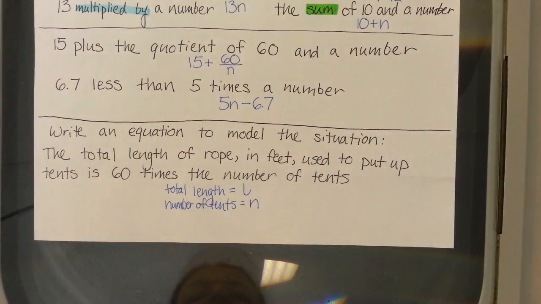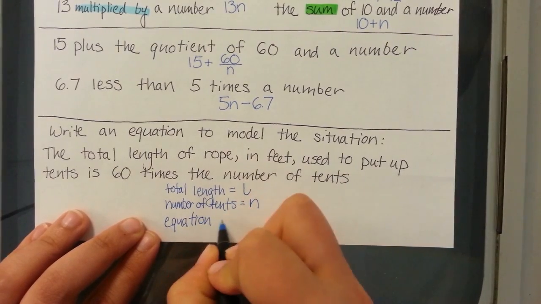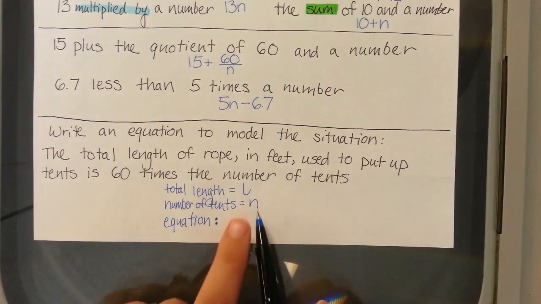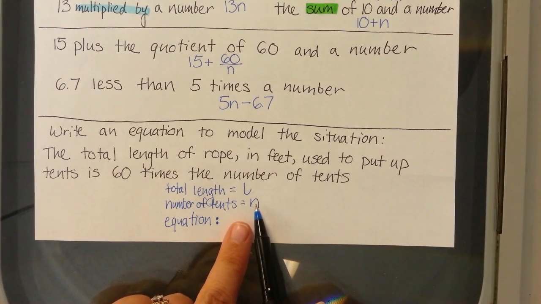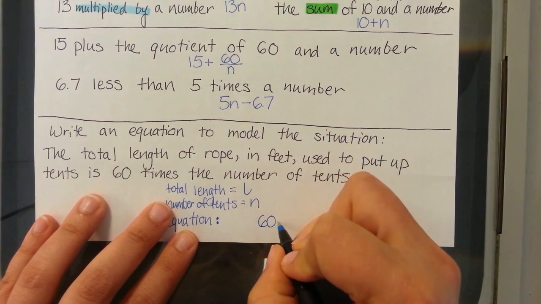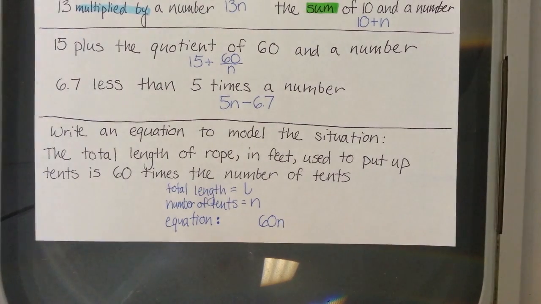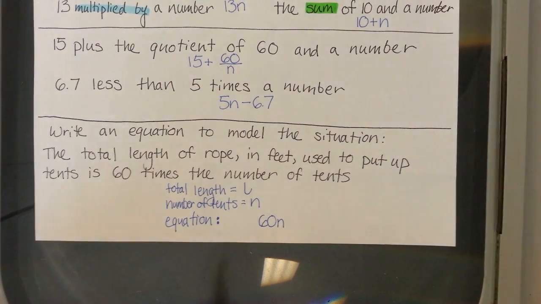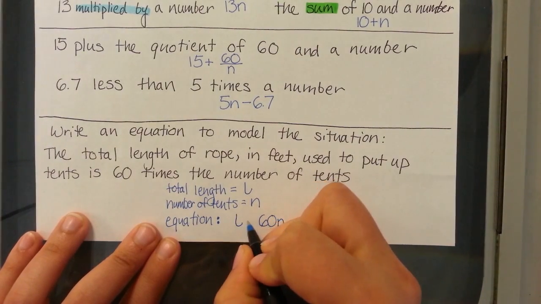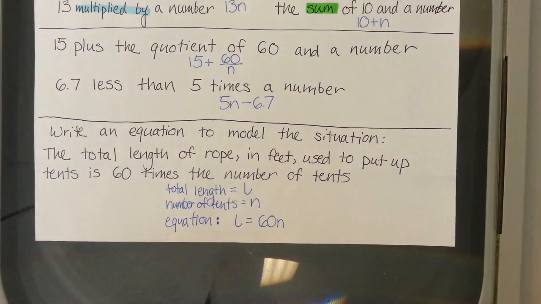All right? And now I'm going to write my equation. And it's going to look like this. I need to have the number of tents times 60. So this is 60n, the number of tents times 60, or 60 times the number of tents. And it says that my total length is that. So my L is equal to 60 times the number of tents.